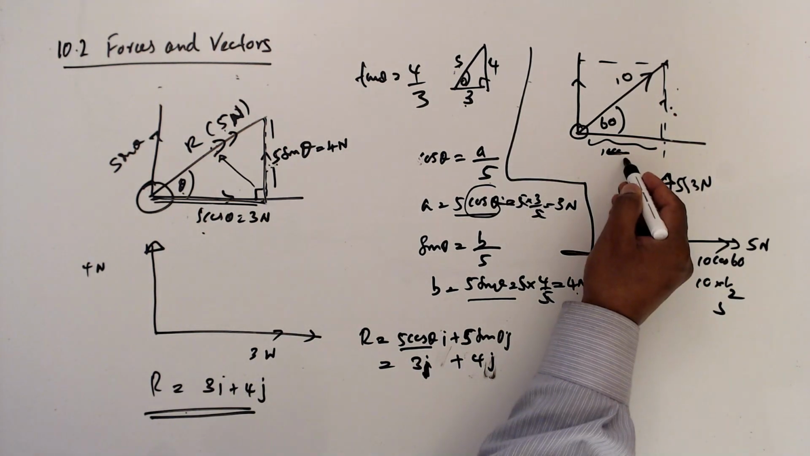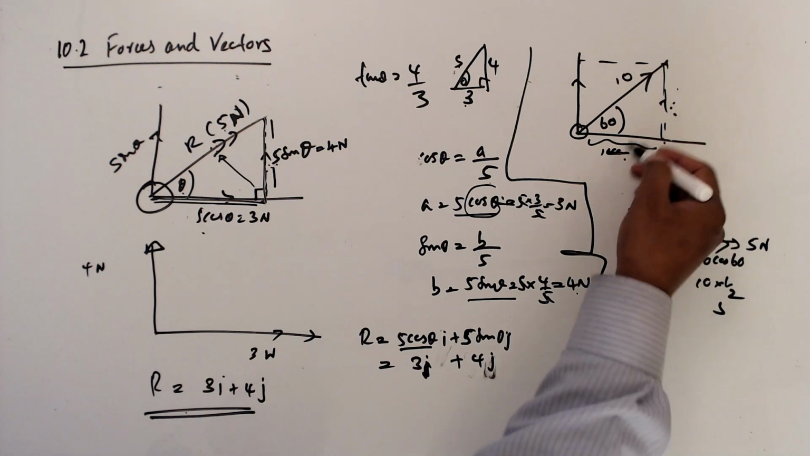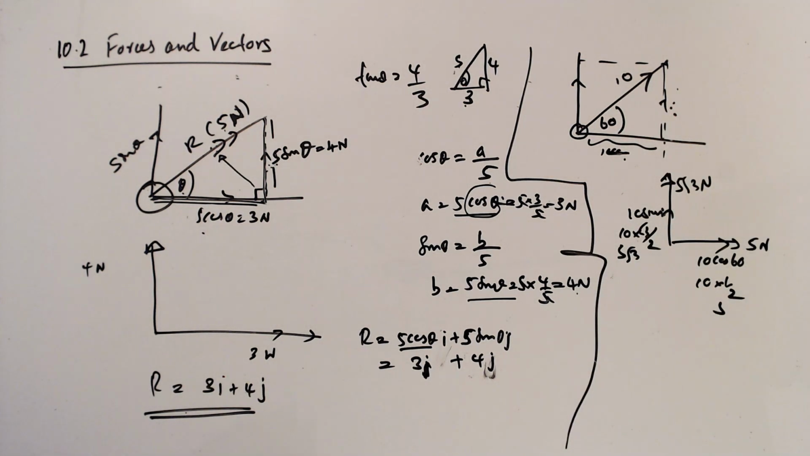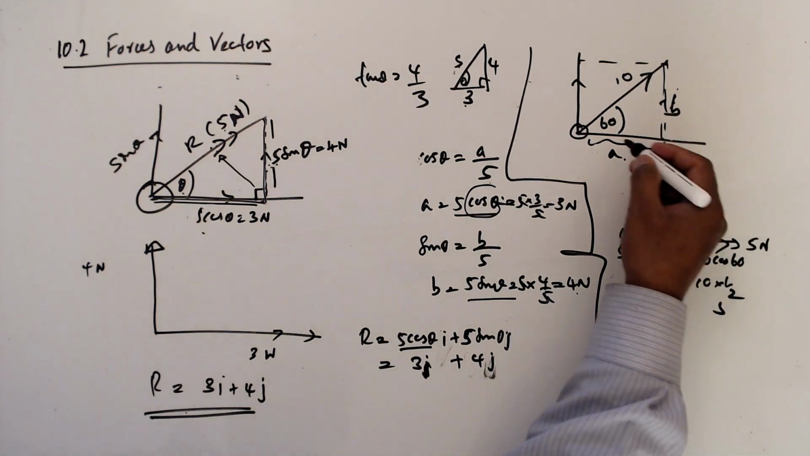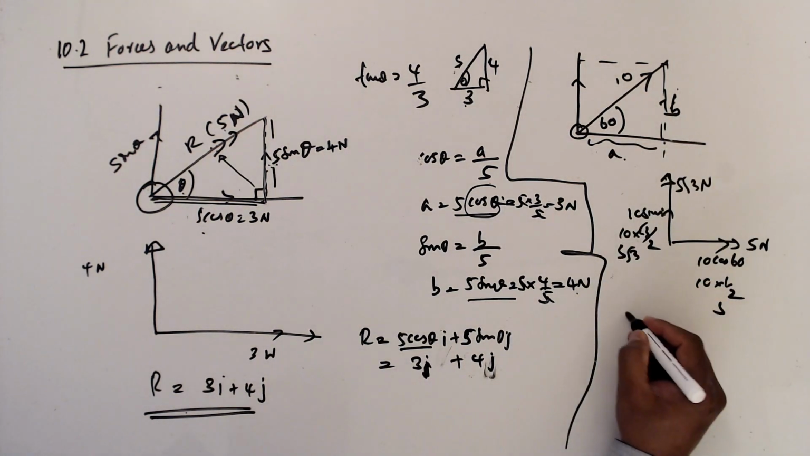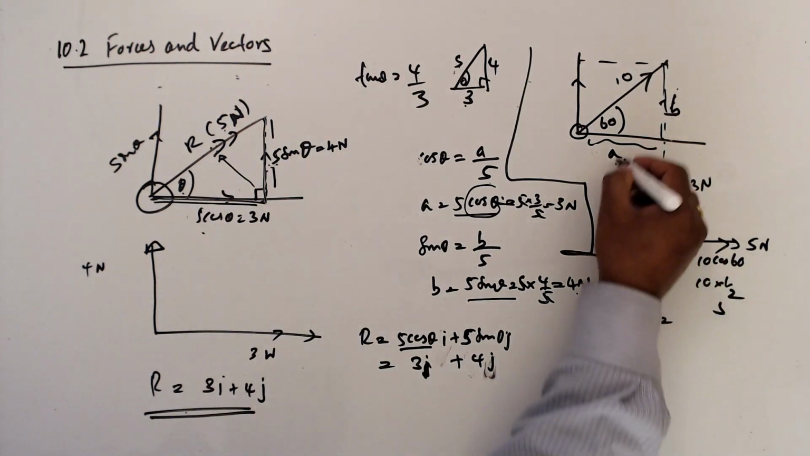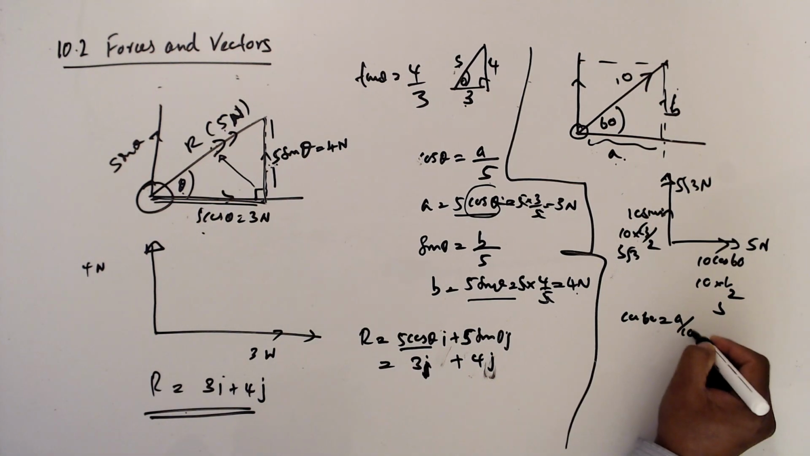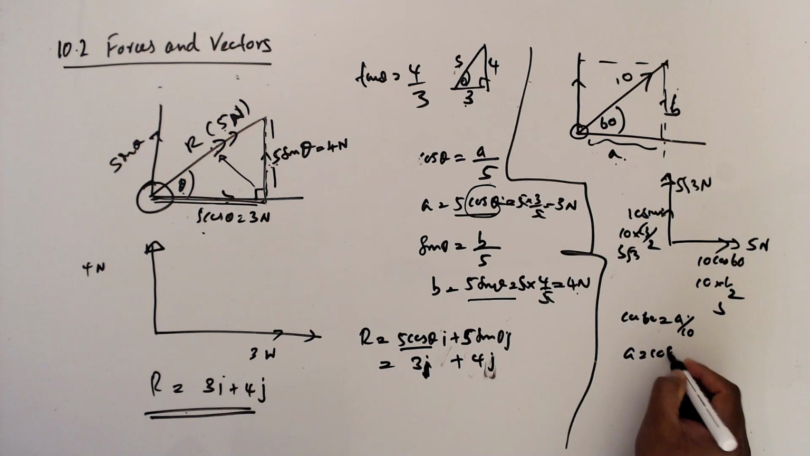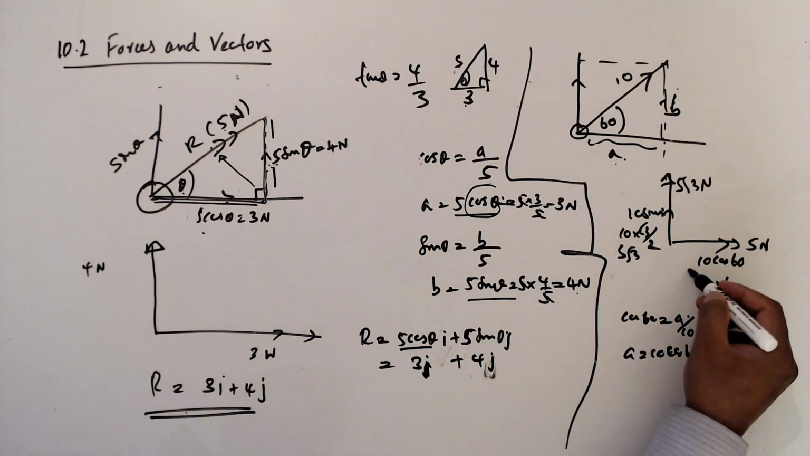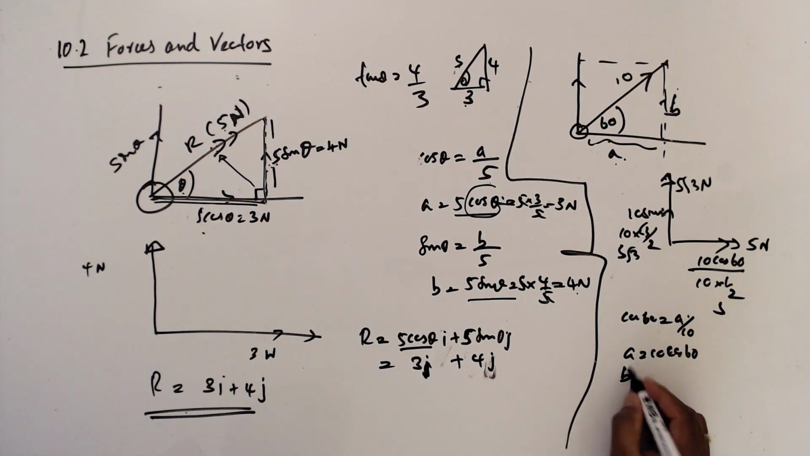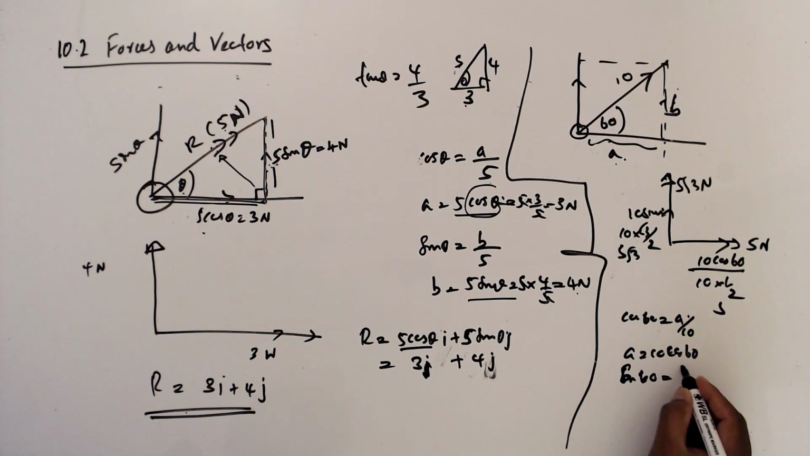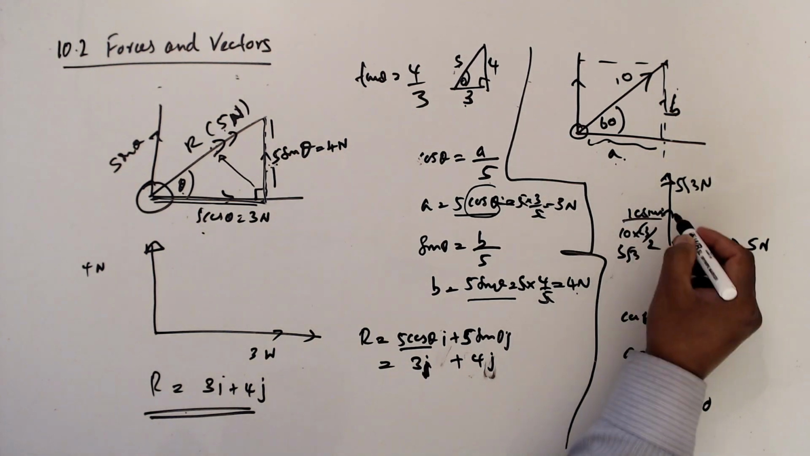You can take this as A and this as B and write the relationship. For example, if this is A and this is B, cos 60 is A divided by 10. So A equals 10 cos 60. And for this one, sine 60 equals B divided by 10, so B equals 10 sine 60.